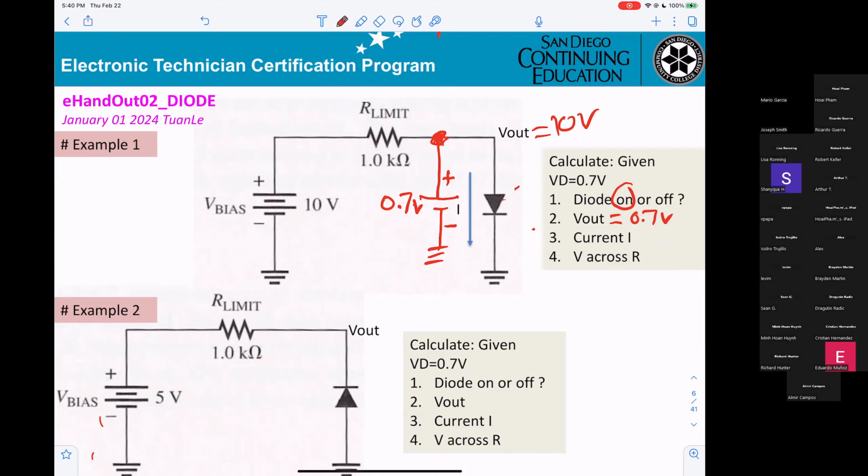And the next question will be, what is the current flowing through the R? That will be I. I will be equal to the difference between 10 volt and 0.7, divided by 1K. That means 9.3 divided by 1K, which is 9.3 milliamp.